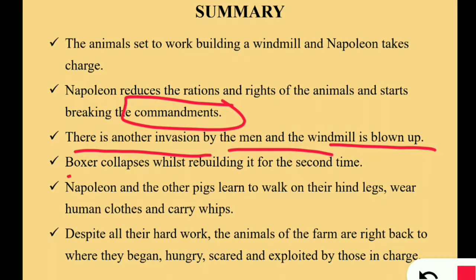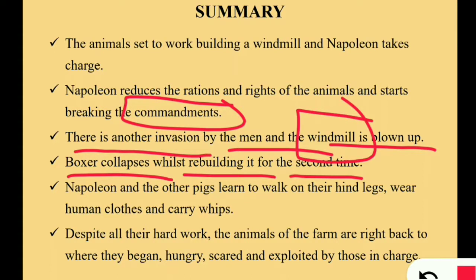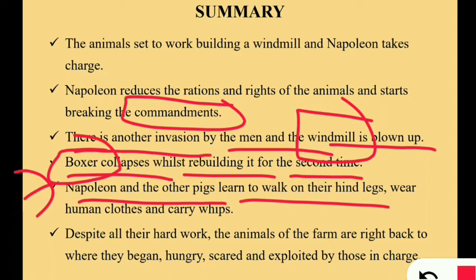Now here, Boxer collapses whilst rebuilding it for the second time. Here, the windmill is blown off, and Boxer, the horse, starts repairing. We know that Boxer represents common people or peasants. Napoleon and other pigs learn to walk on their hind legs, wear human clothes, and carry whips. Okay, whips with which animals and human beings are beaten up.